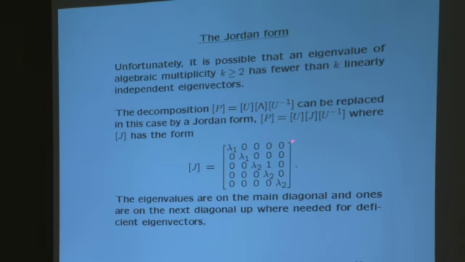Now, U is no longer the right eigenvectors. It can't be the right eigenvectors because when we need a Jordan form, we don't have enough right eigenvectors to span the space. So it has to be something else.